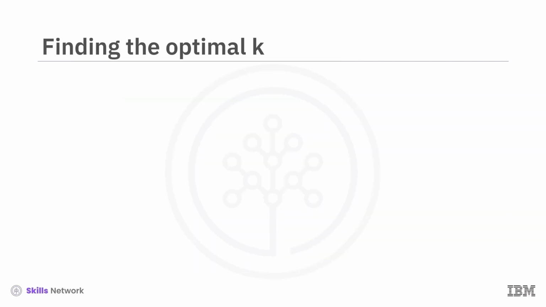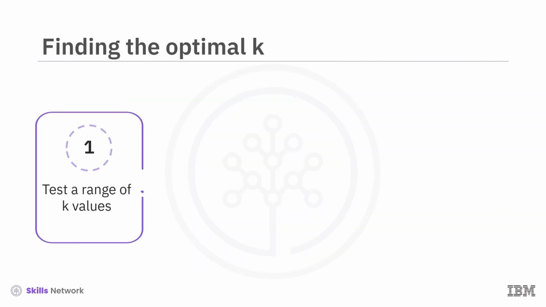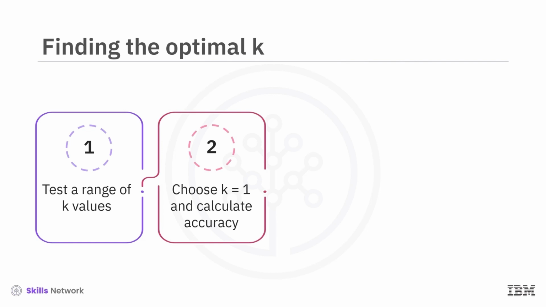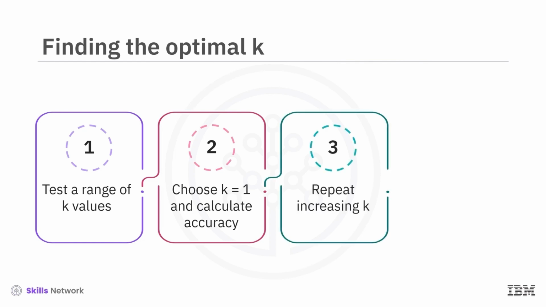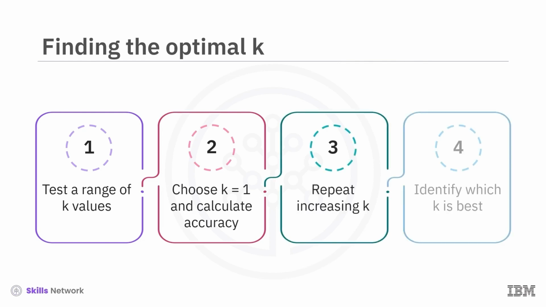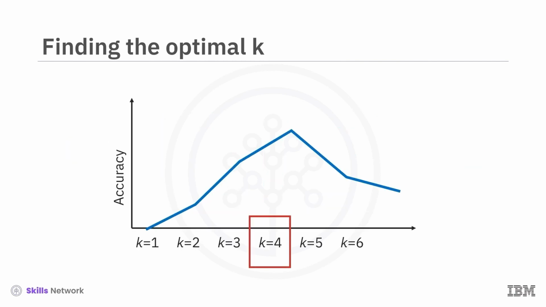To find an optimal value for k, you can test a range of values using a labeled test dataset and measure accuracy. Choose k equals 1, use the training part for modeling, and calculate the prediction accuracy using all samples in your test set. Repeat this process, increasing the k, and see which k is best for your model. For example, k equals 4 will give you the best accuracy in this case.